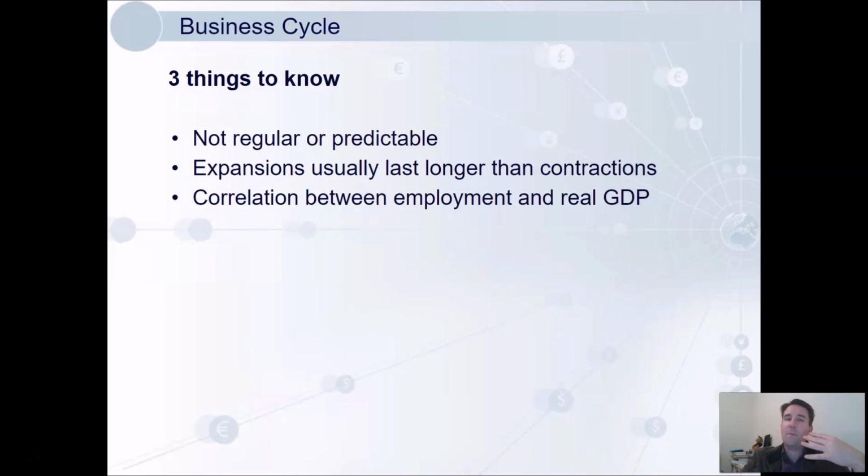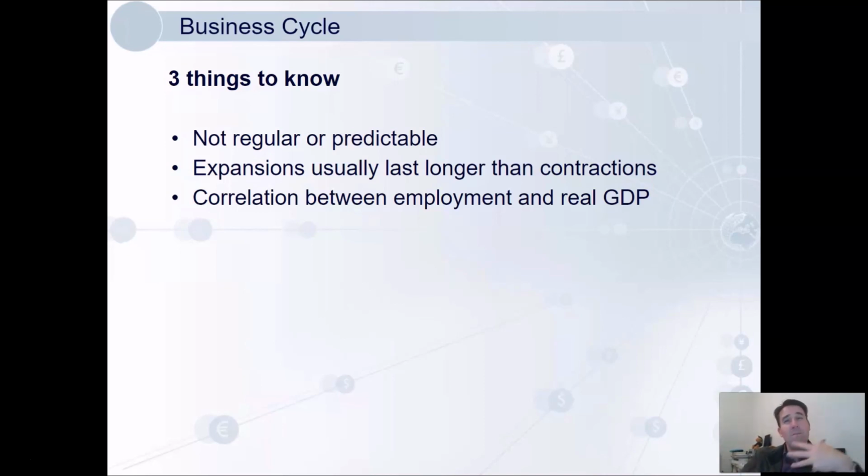It's important to remember that these expansions and contractions are not equal, because that's how it looks in the business cycle diagram. We always draw it just like this, and it makes them look equal. They're not really equal though.